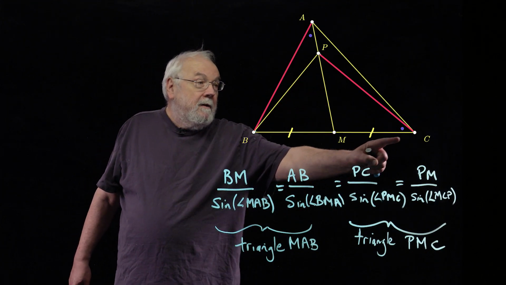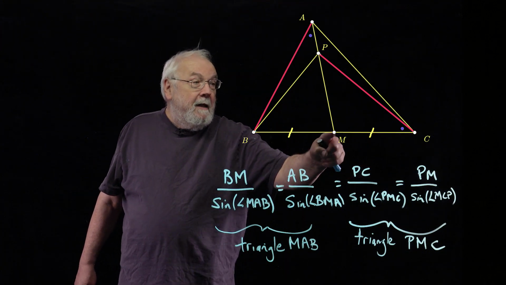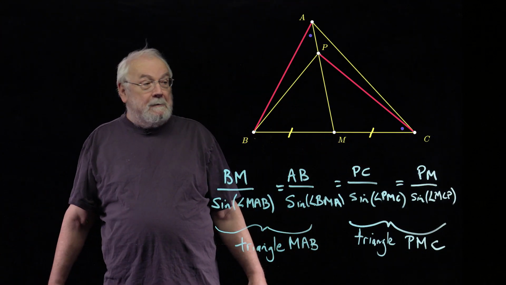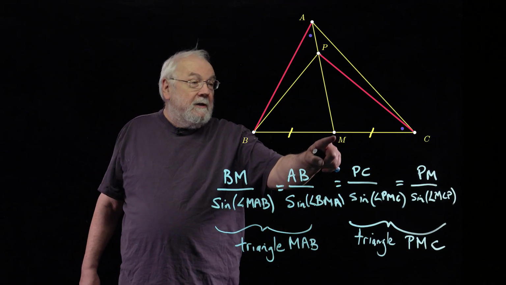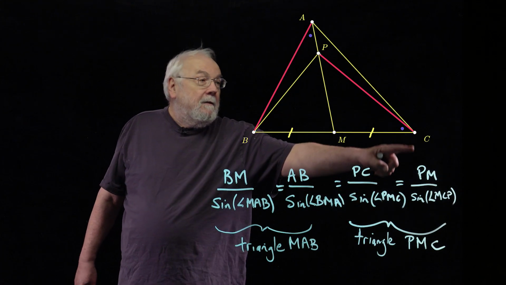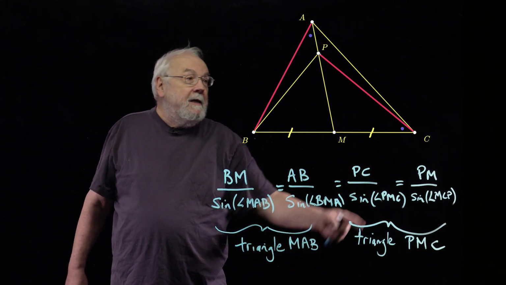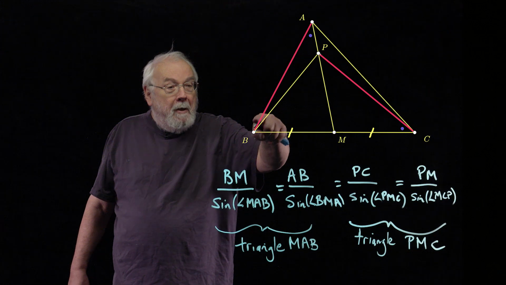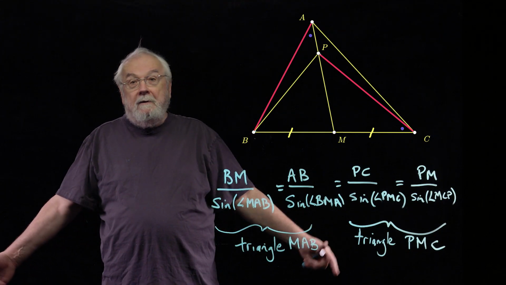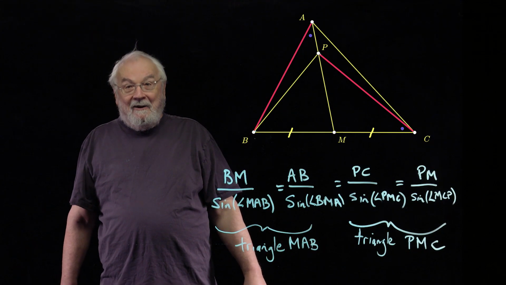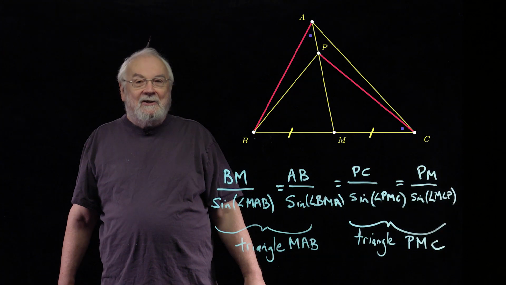But we know that BM equals CM, so we can play the same trick as before and draw a semicircle with centre M that passes through C, and it will go round through P and B. And then you can finish by using angle in a semicircle is a right angle.